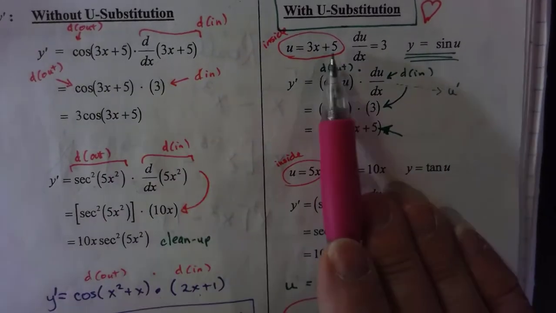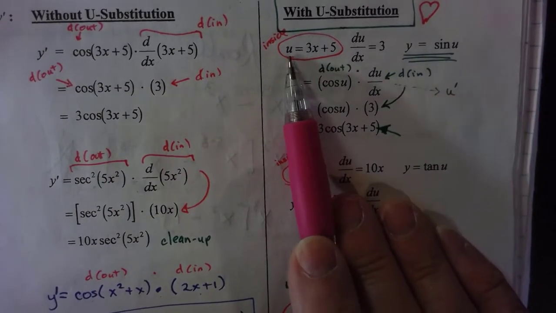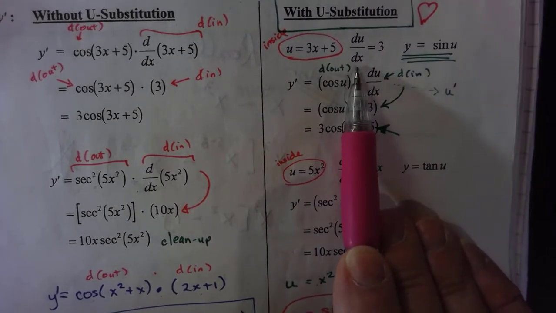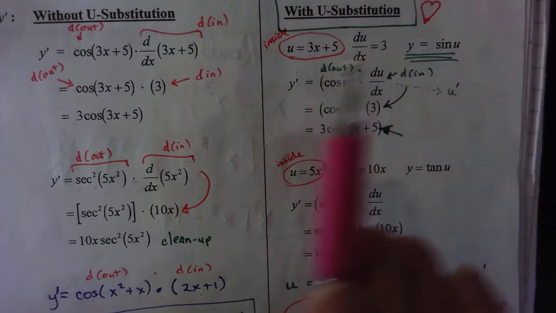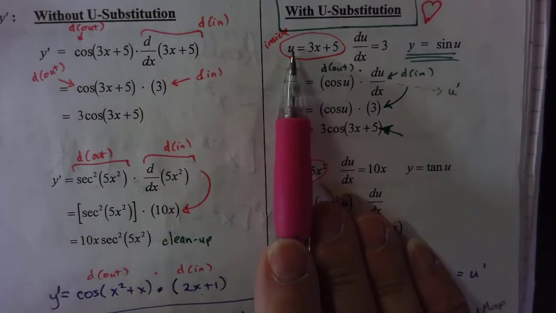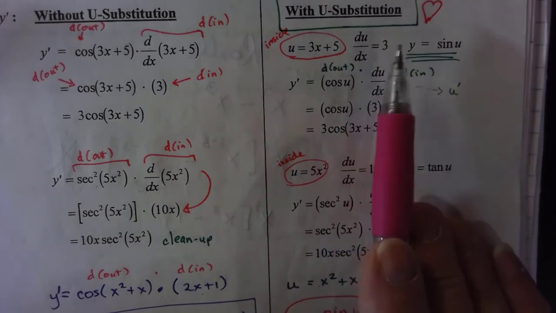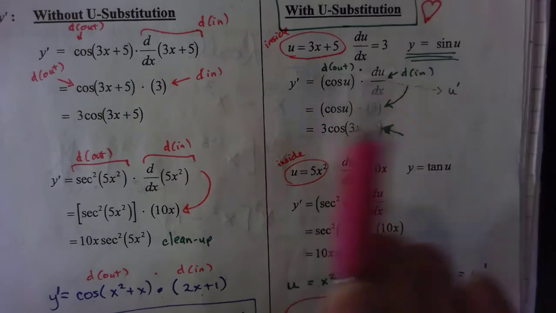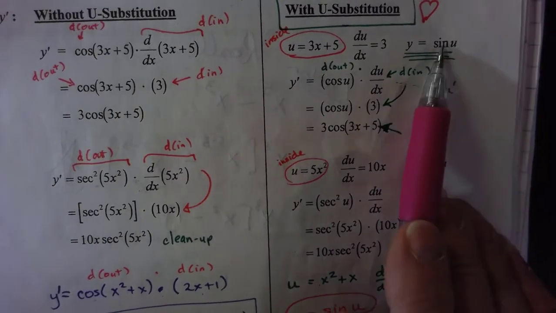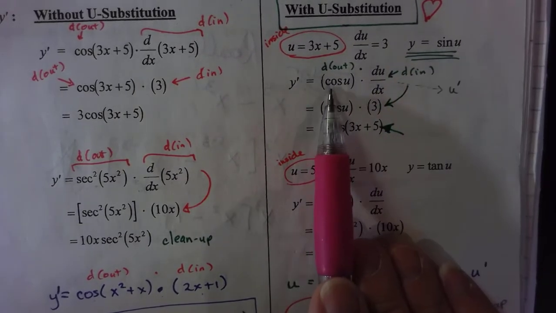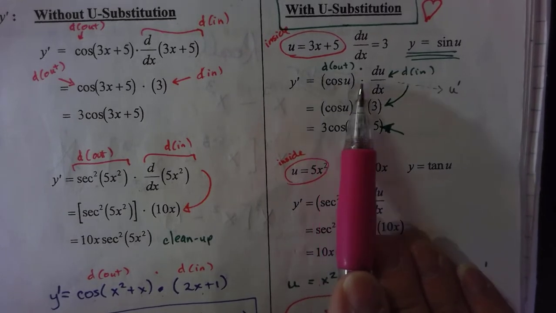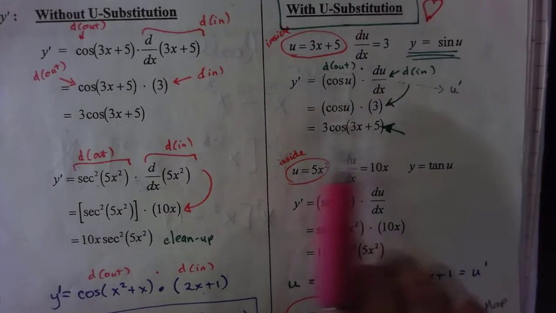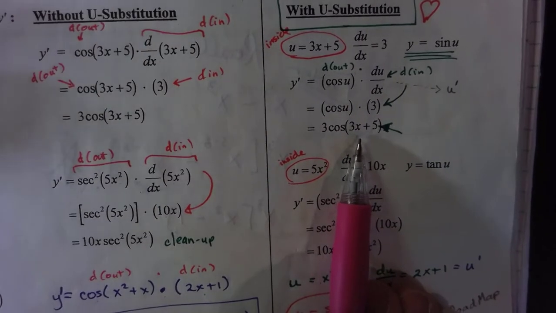If we let our u be this inside function, then u is a function of x, and so the derivative of u with respect to x would be 3. And substituting u in for 3x plus 5, I would have y equals the sine of u. Now, let's find our derivative. The derivative of my outside function is cosine. So cosine of u times the derivative of that inside function, du/dx, which is 3. And I get the same answer. And I can then substitute back in what our u was.